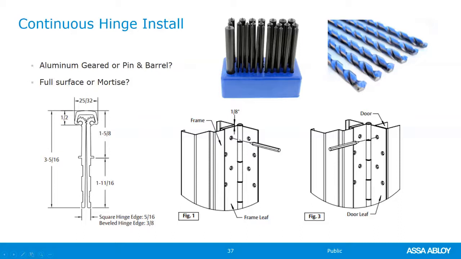Then we can drill and mark everything on the frame. We can install that hinge on the frame. Then we can move the door to the leaf and then get everything secured. So we're doing this in multiple parts, but this ensures that the hinge is straight on both the frame and the door before we actually put any weight on it.